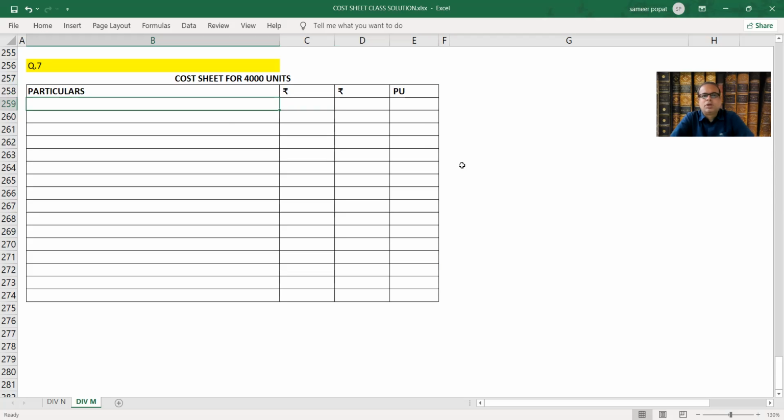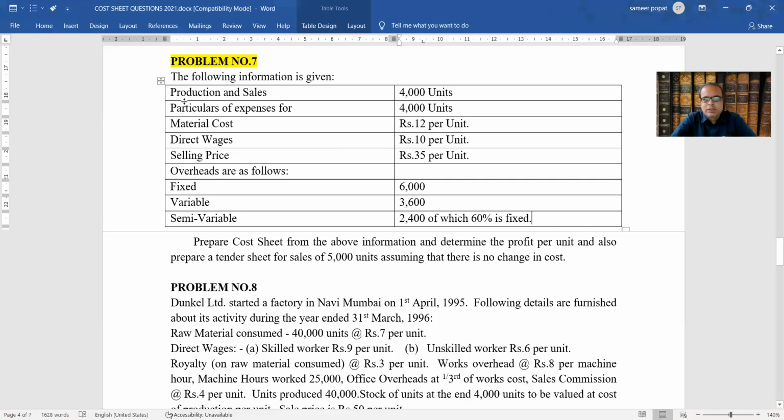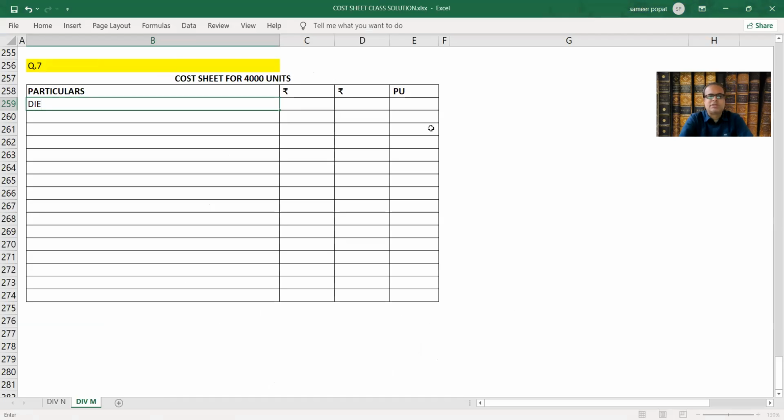Okay, so let us first prepare the cost sheet for 4,000 units. Then we'll proceed with cost sheet for 5,000 units. See here, production and sales 4,000 unit, particulars of expenses for 4,000 unit. Material cost is 12 per unit. Material means direct material. So if material cost is 12 per unit, if there are 4,000 units manufactured, the total cost would be 4,000 multiplied by 12. So 4,000 units multiplied by 12 rupees per unit, we'll get total amount.